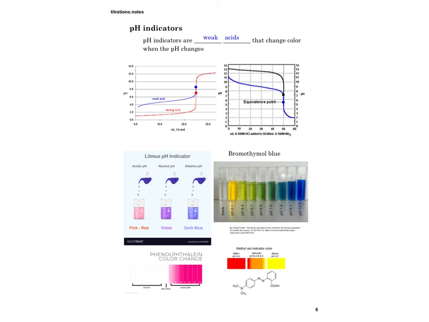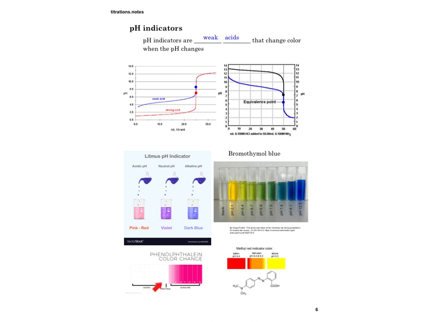We are going to talk about pH indicators more in the second semester, but pH indicators are weak acids, and they're unique in that they change color when the pH changes. So litmus, one of the earliest pH indicators, is pink-red when it's an acid, blue when it's a base. Bromothymol blue, another common one, is yellow in its acidic form, blue in its basic form, and green when neutral.